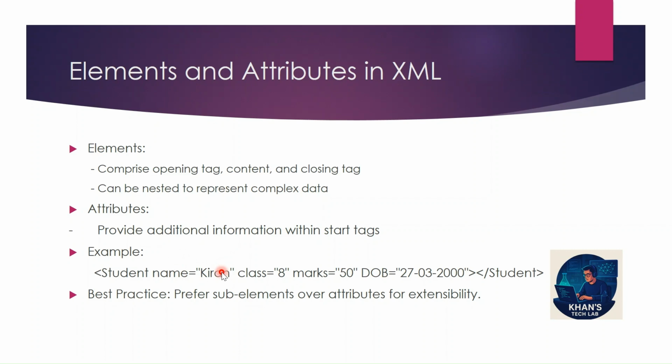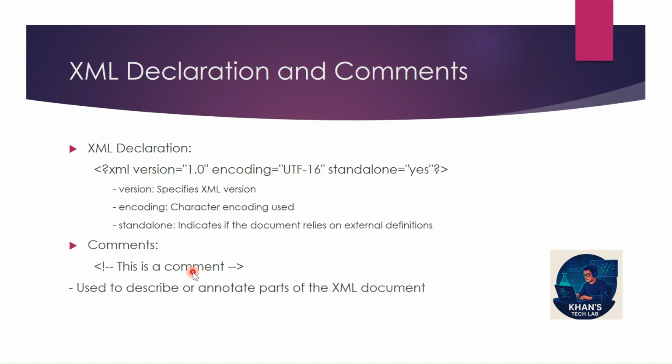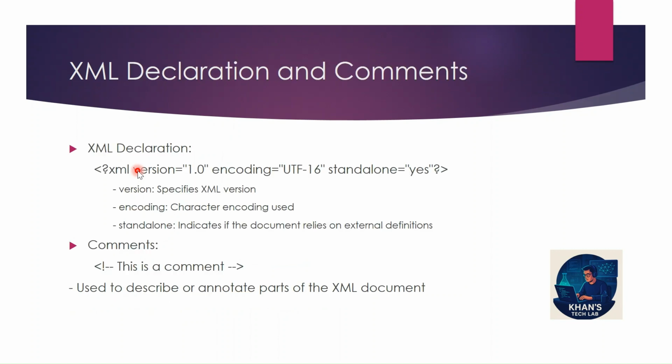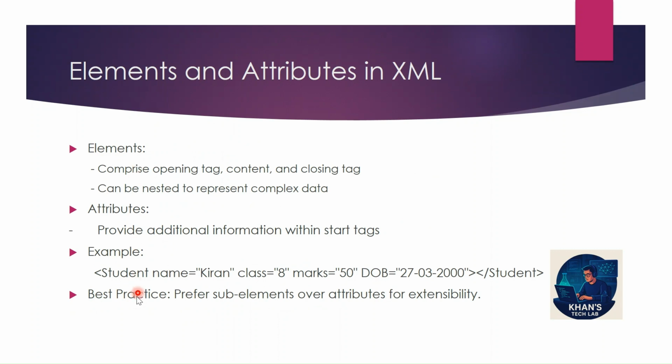And there are two ways we can describe these attributes. One is by adding the attribute itself. The best practice would be adding a sub-element to the actual element. For example, I can show you. So table is a tag. You can give shape also as an attribute, but if you give shape as a subtag, it will be more meaningful, readable, and also easy to parse. So that way, it is the best practice to prefer sub-elements over attributes for extensibility.